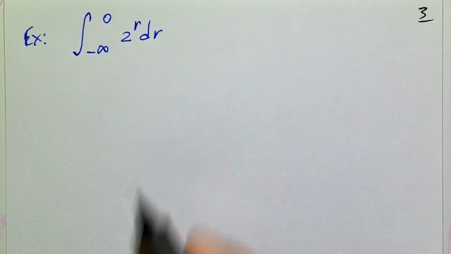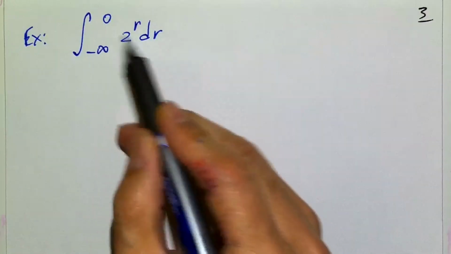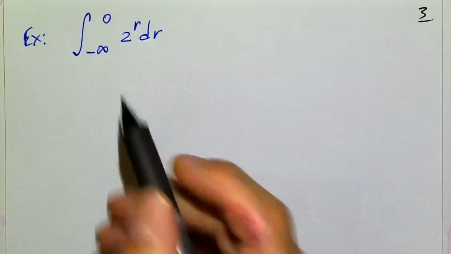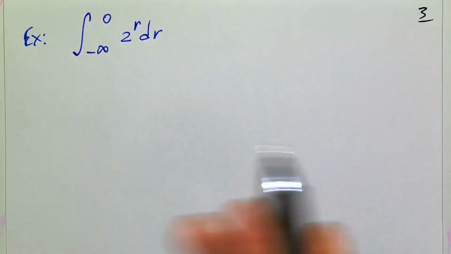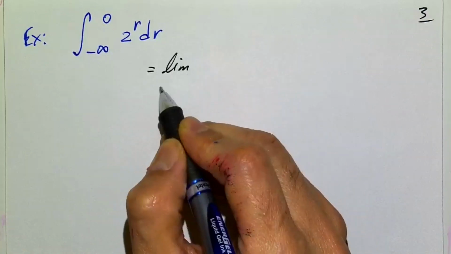Okay. So once again, we go by taking the limit: replace this negative infinity with t, and take the limit of the integration as t goes to negative infinity. Let's do that. So limit.